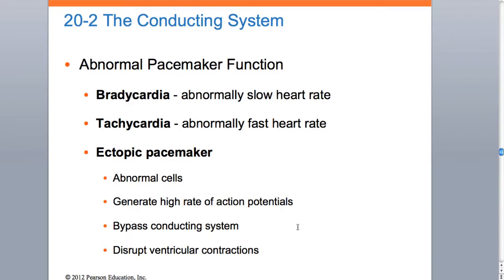One, abnormal cells. Some of the cells may be dead. We have some problems with those cells. You might not be able to pass the electrical signal along. So the neural system within the heart may be dead. The bypass conducting system, so the AV bundle or the bundle of His or the Purkinje fibers may not work. Or we have a disruption in the ventricle contraction because the heart muscles are dead. So there are these four reasons why you have a problem with the conduction.